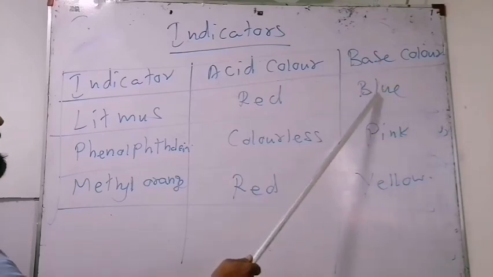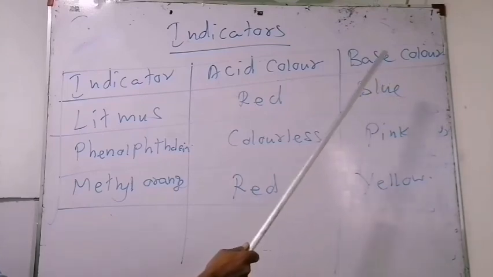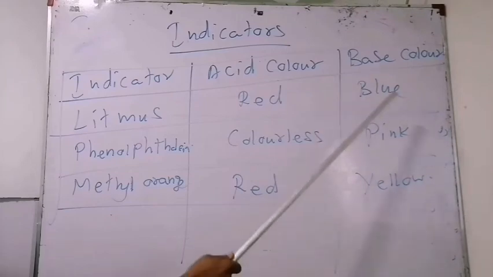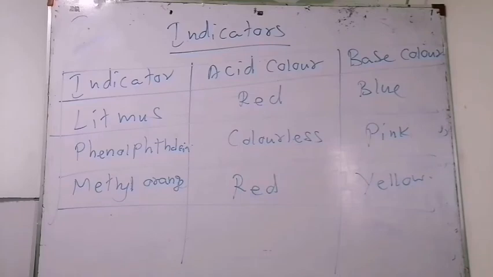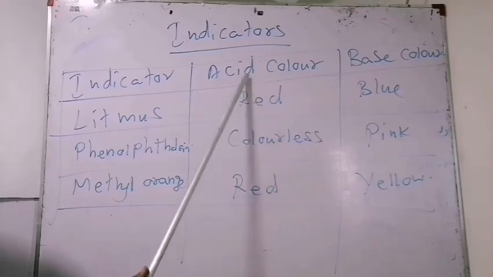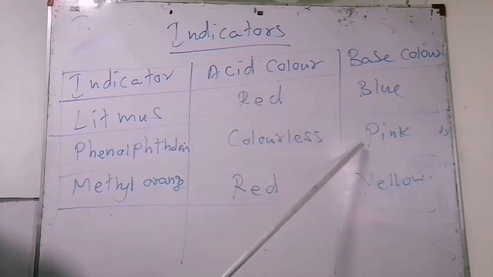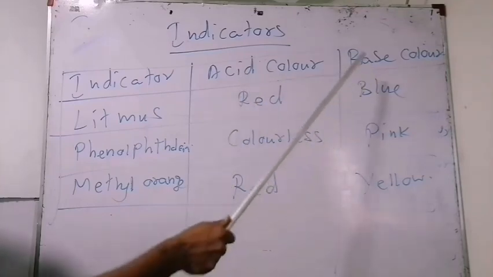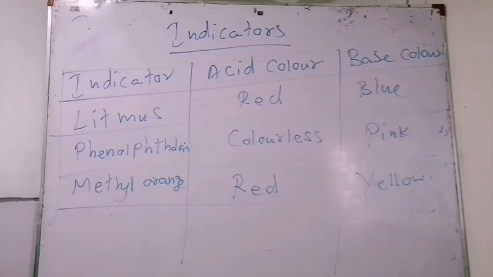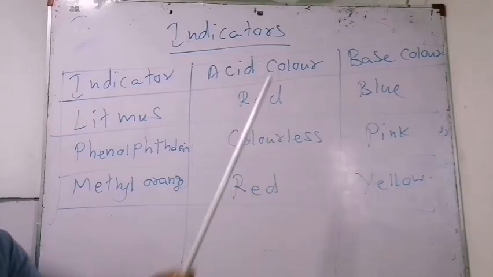Similarly, blue litmus is always blue in the basic medium, but if you use red litmus, it turns blue in the basic medium. Phenolphthalein is another indicator. Phenolphthalein gives colorless in acidic medium, while it turns into pink color in basic medium. Similarly, methyl orange gives red color in an acidic medium and yellow color in basic medium.